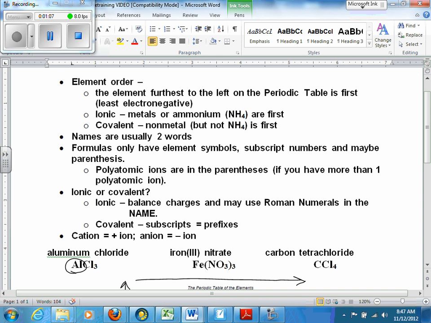Okay, so in ionic, in a little bit, you're going to be learning about polyatomic ions, and ammonium, which is NH4, would always be present first because it's a polyatomic ion with a plus charge. It's the only one we're going to talk about. When it's covalent, it's a nonmetal that is going to be first, but it's the one furthest to the left on the periodic table.